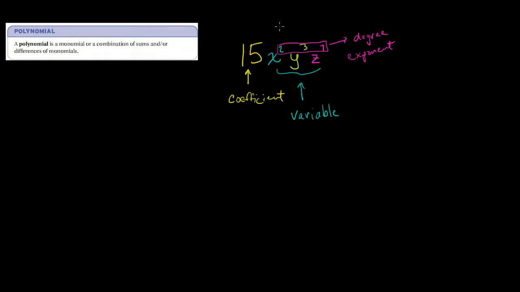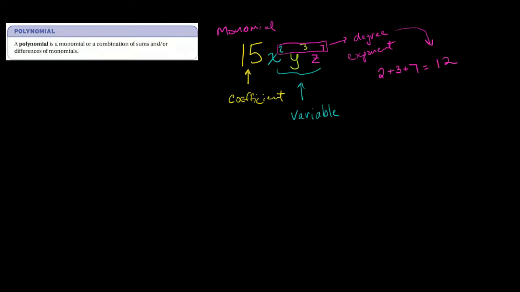Now the degree is a specialized term for exponents. Whenever I'm evaluating, in this case, a monomial, and I want to know the degree of this monomial, I take all of the exponents. In this case, I have a 2, a 3, and a 7, and I add them together. So this monomial, 15x squared y to the third power z to the seventh power, has a degree of 2 plus 3 plus 7, or 12.